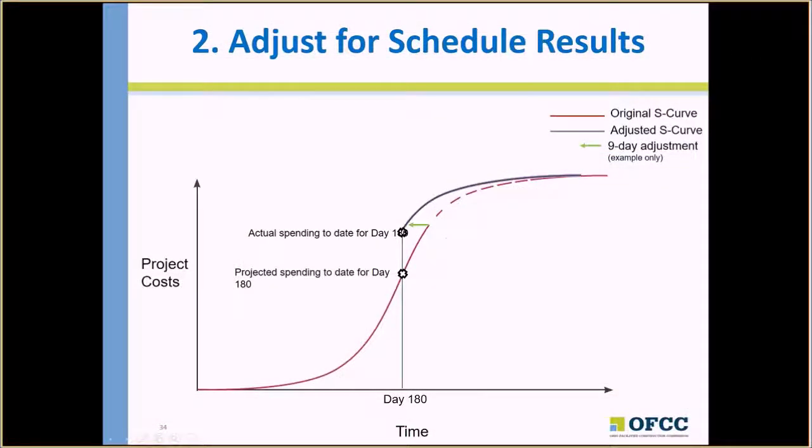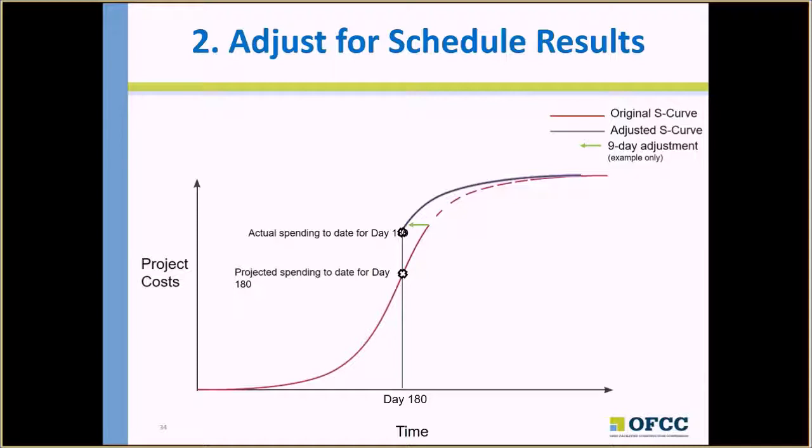In the Adjust for Schedule Results method, any changes to the project schedule are assumed to be constant and the entire spending projection is shifted to adjust to the new schedule. For example, if actual spending was 10% higher than the projected spending for a quarter, this method assumes that the project got 10% ahead of schedule for that period. 10% of a 90-day quarter is 9 days. This method then assumes that the project will remain, in this example, 9 days ahead of schedule.